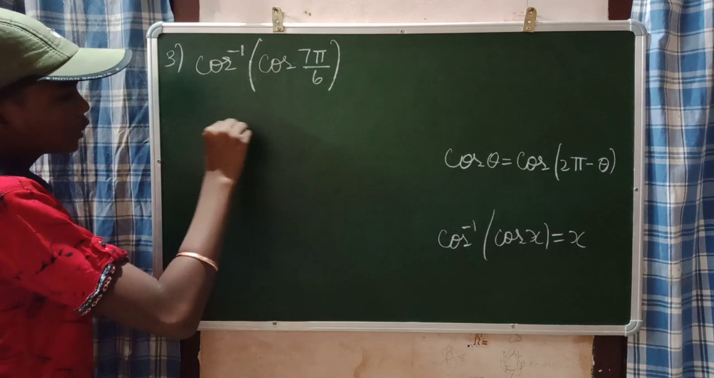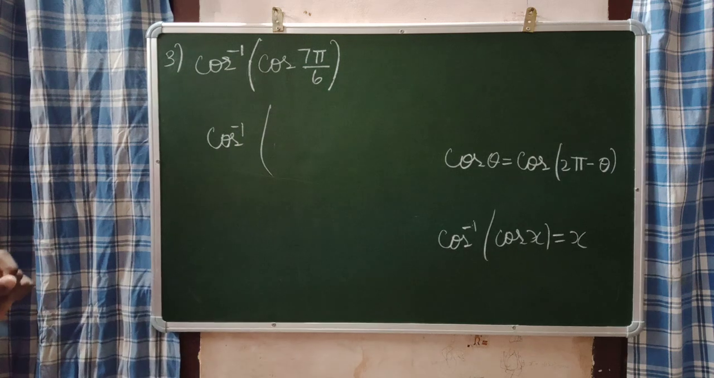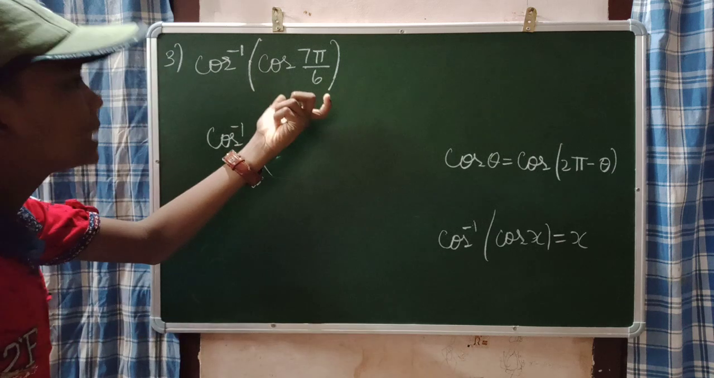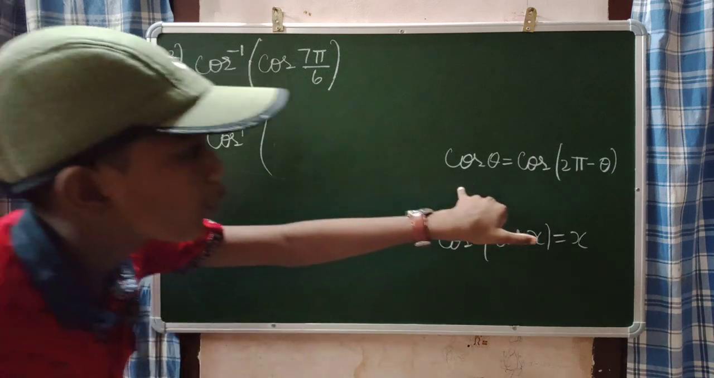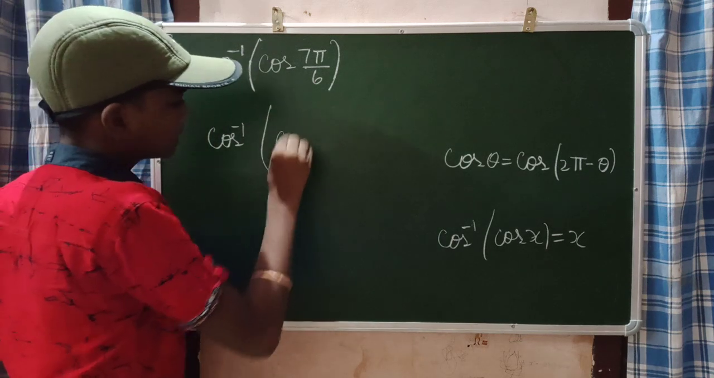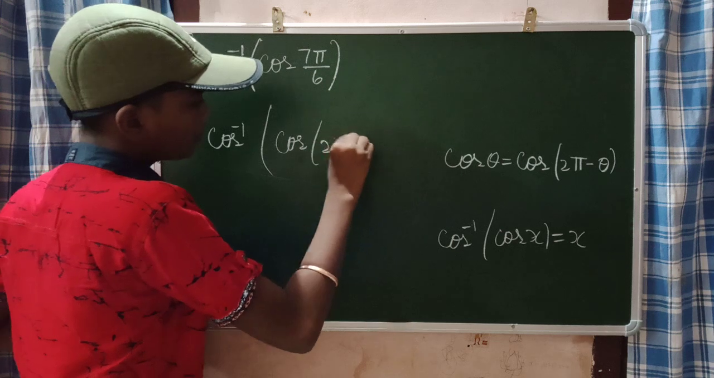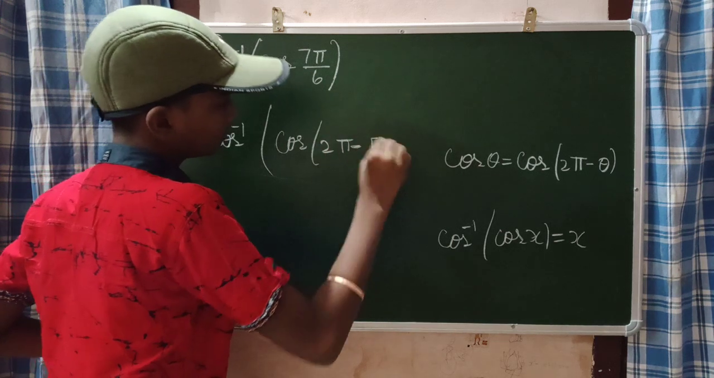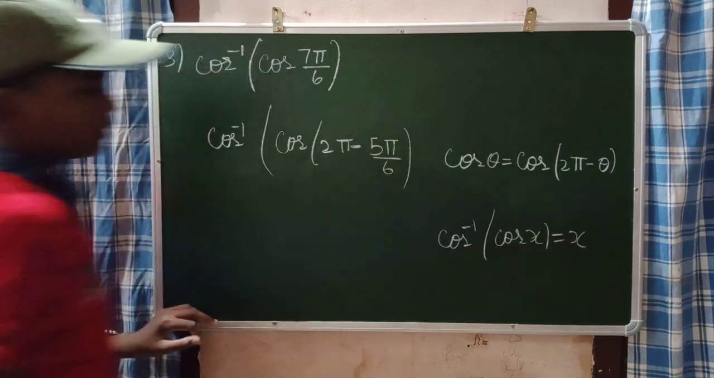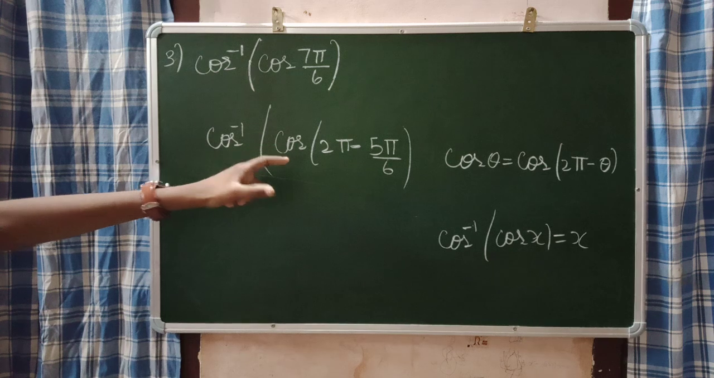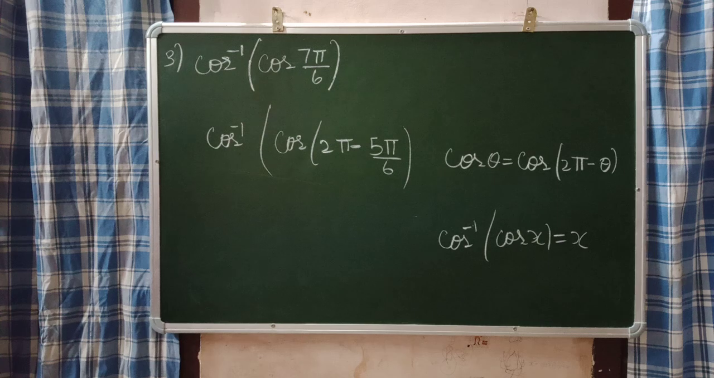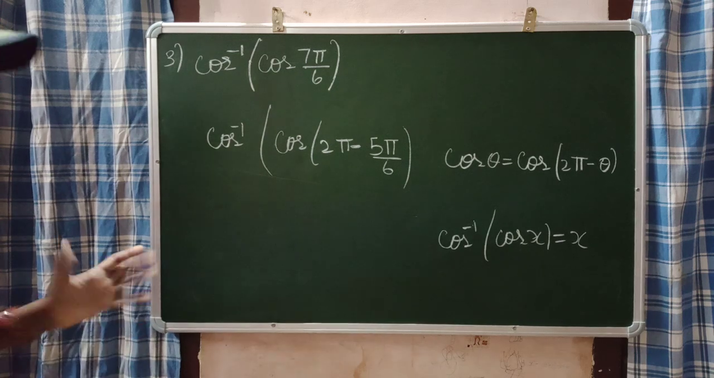So what I have is cos inverse of cos of 7 pi by 6. As you know, this property is not valid now. So I need to make the 7 pi by 6 between 0 to pi. That is why I am going to use this formula. I can write this cos of 7 pi by 6 as cos of 2 pi minus 5 pi by 6, correct guys? Obviously you can write like that.